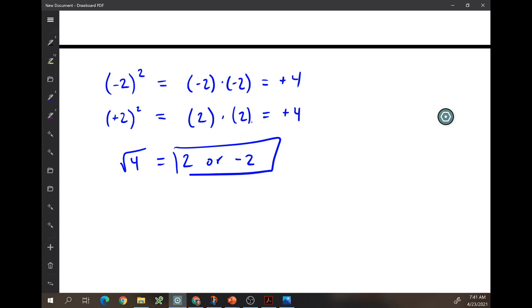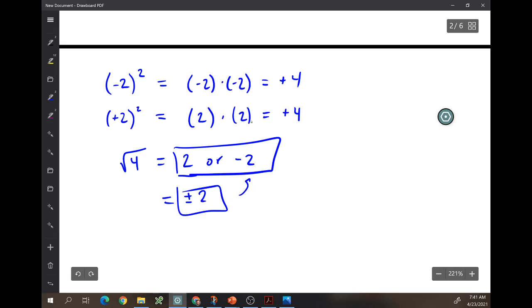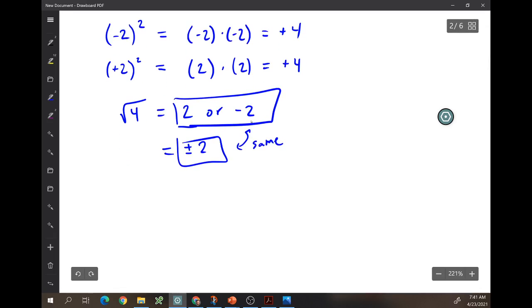Sometimes in math, you'll also see this written as plus or minus 2. Because again, mathematicians are lazy. They like to write less. So these mean the same thing, and you can write it either way. But what about with a cube root? Or, a cube. So if I have negative 2 cubed, that's negative 2 times negative 2 times negative 2.